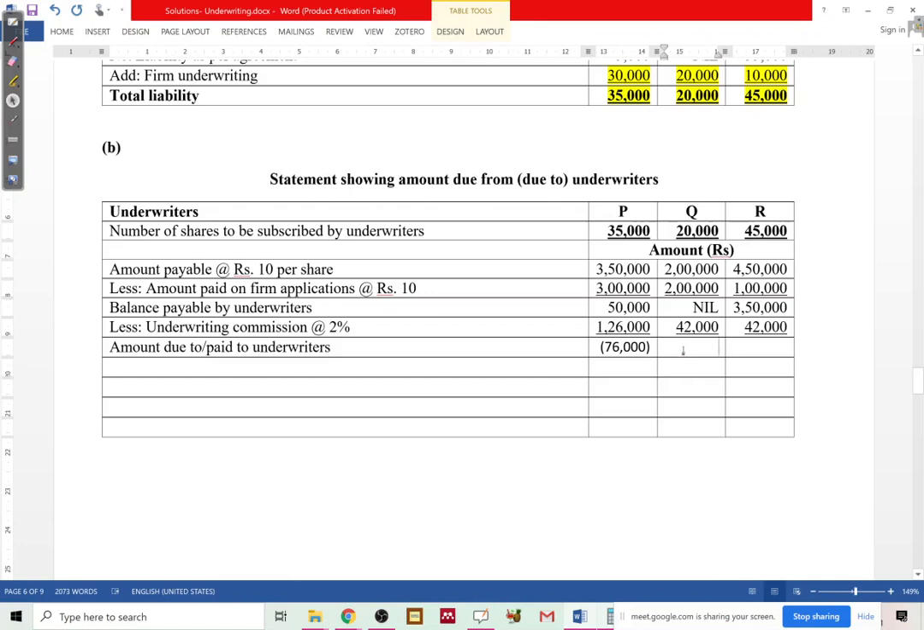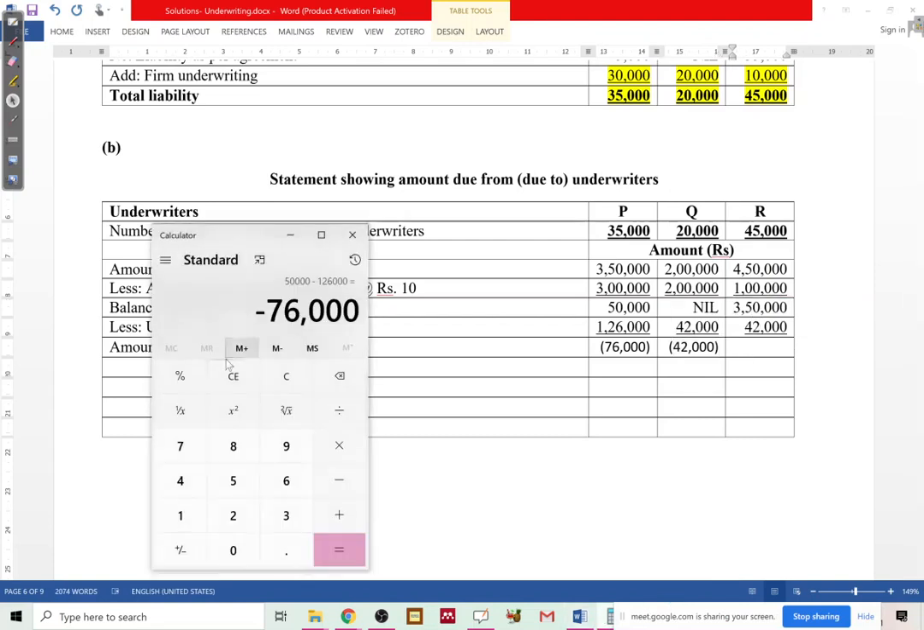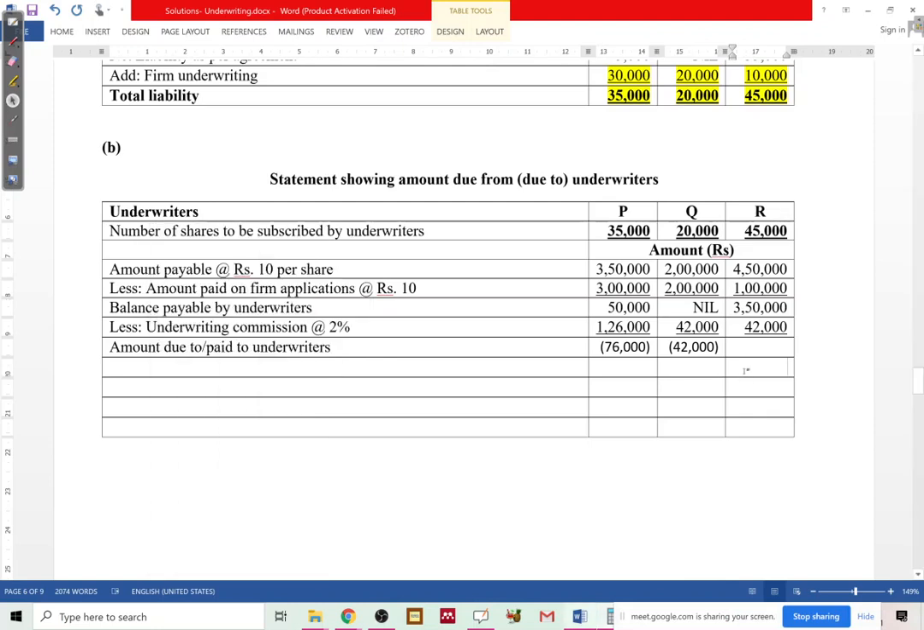Fine. Even in the second case, 0 minus 42, you will get a negative 42. That means even in the case of Q, he doesn't have to pay the company anything. He doesn't owe the company anything. But company owes him commission. Company has to pay him 42,000 is due to him. Okay. In the third case, however, 3,50,000 minus 42,000 gives you 3,08,000, which is a positive figure.